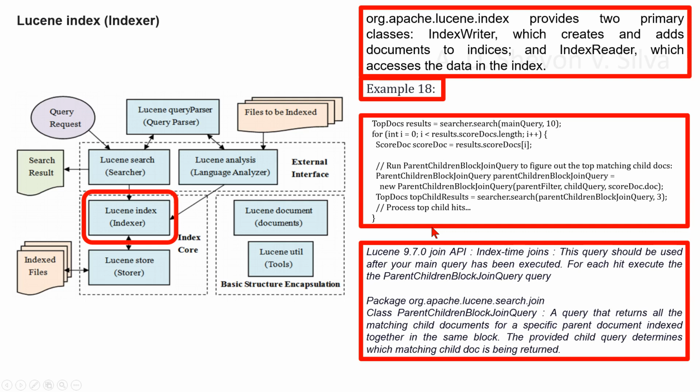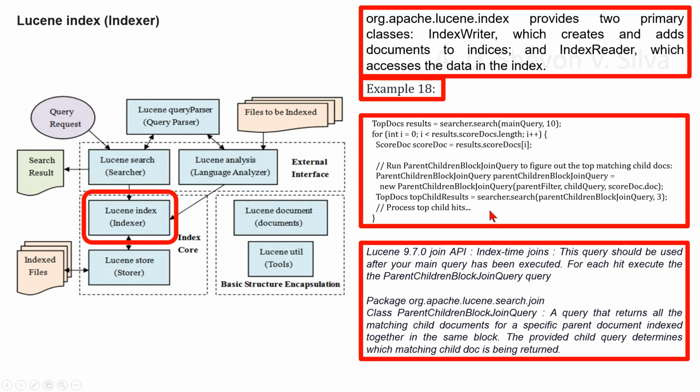If you care about what child documents matched for each parent document, then the to-parent-children block join query can be used to retrieve, per matched parent document, the child documents that caused the parent document to match in the first place. This query should be used after the main query has been executed. For each parent, it executes the parent children block query.